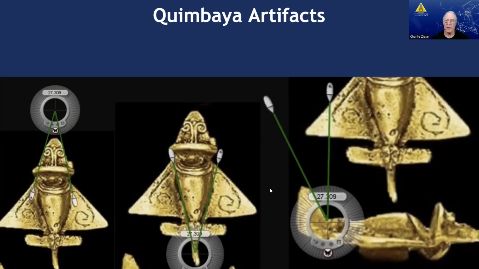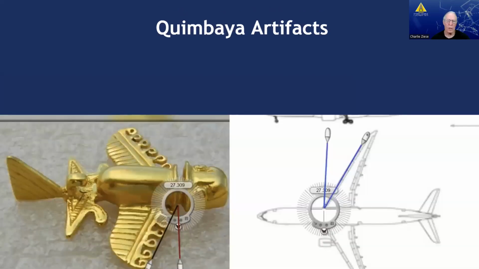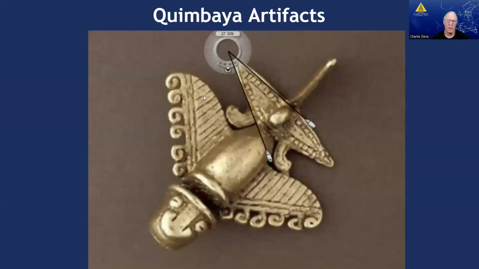So we're seeing this geometric angle in so many places. Now here's another craft from this set, and this one shows you the 27309 offset to perpendicular in the angle of the wings of the craft. So again, these can't be accidents. And finally, this is the horizontal stabilizer on the same artifact that we saw in the previous picture, and we see the 27309 angle in the tip of the horizontal stabilizer as well.